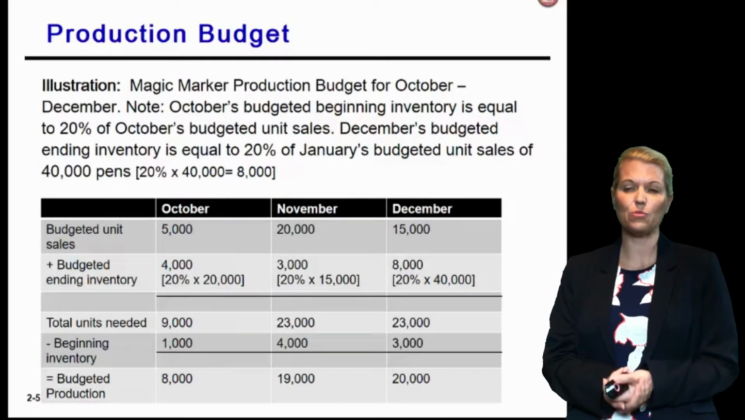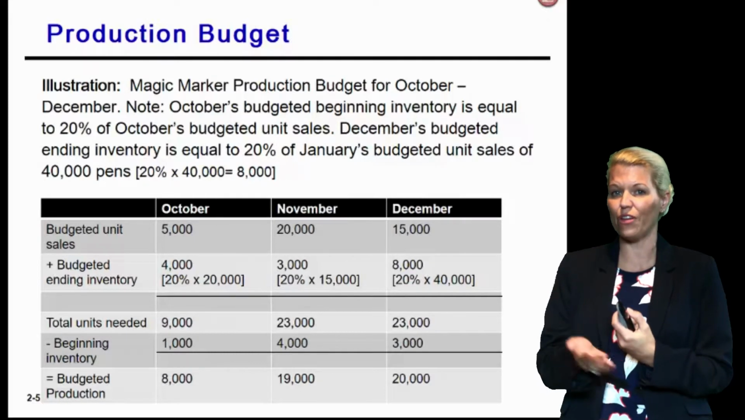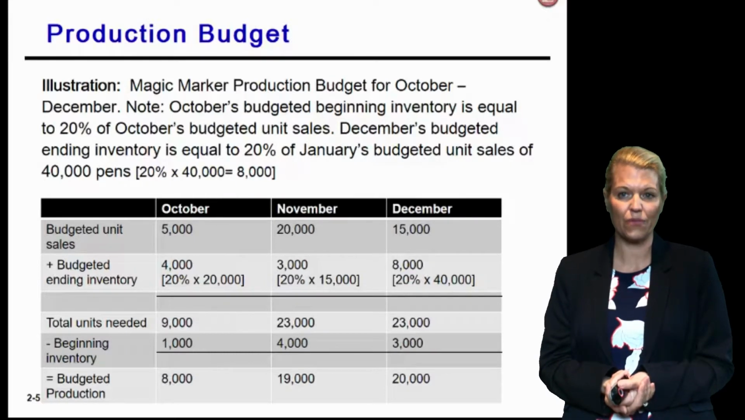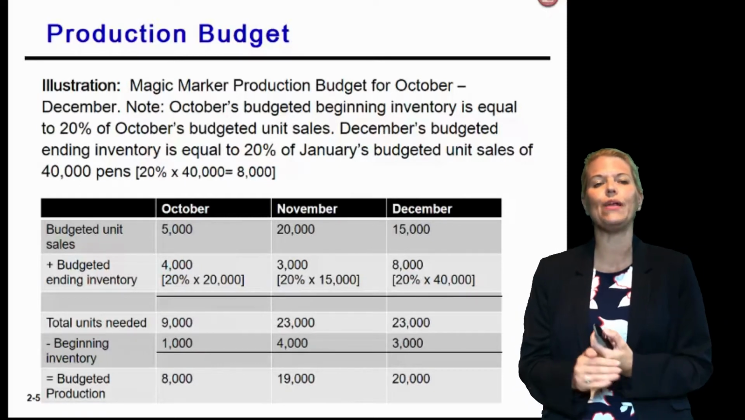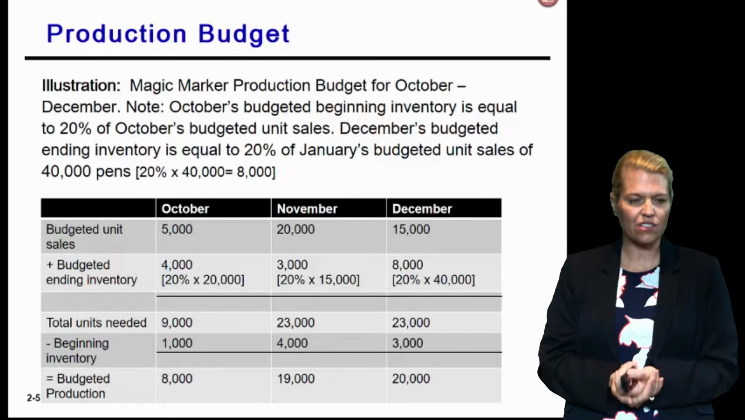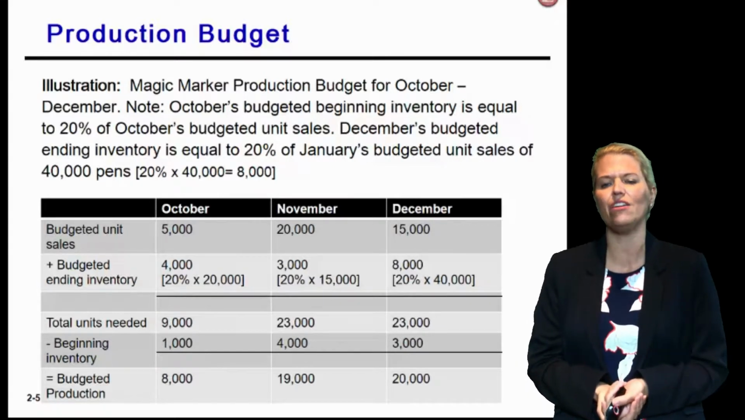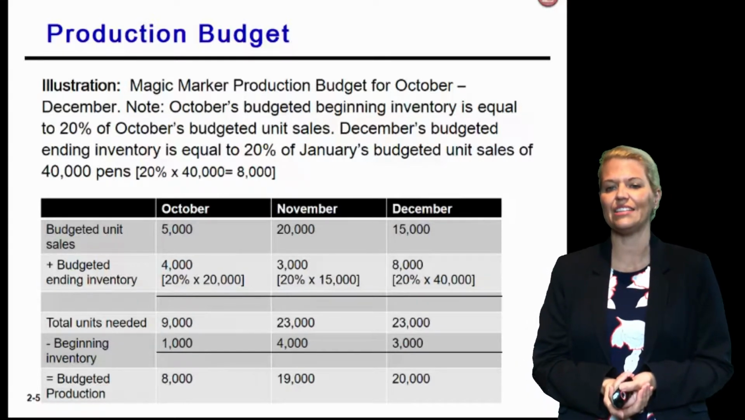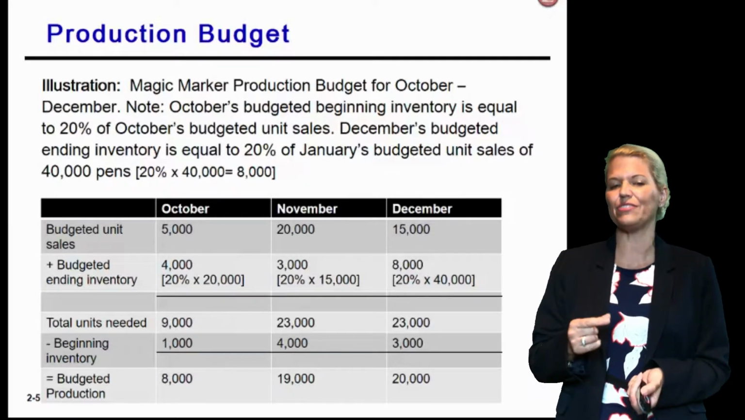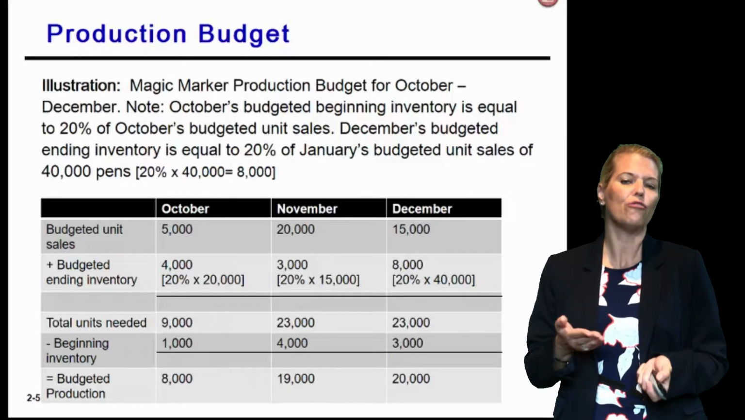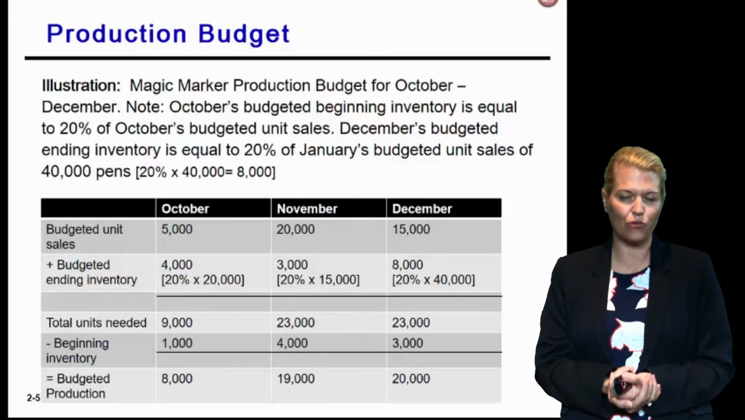We have our sales budget already, so we know what the planned sales are for October, November, and December. So we start off our production budget by saying, what do we plan to sell? We plan to sell 5,000 units in October, 20,000 in November, and 15,000 in December. But now we must build in that cushion, that safety net that can catch us if our sales are more than what we have budgeted for.